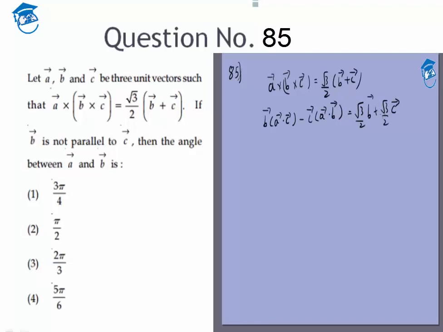Now since B and C are not collinear, this term has to be equal to root 3 by 2 and this term has to be equal to minus root 3 by 2, which means A dot B is equal to minus root 3 by 2, because B and C are linearly independent vectors, which is equal to mod A mod B cos theta, which means the angle between them is 150 degrees, which is 5 pi by 6, which means the answer is option 4.